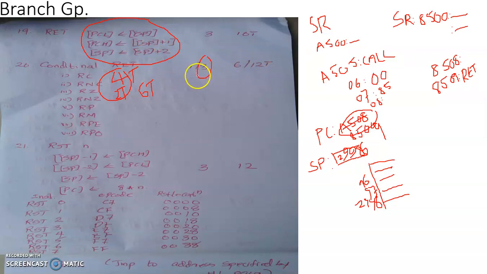If the condition is not satisfied, these memory read operations will not be performed and the instruction will be finished by means of 6 consecutive T states.